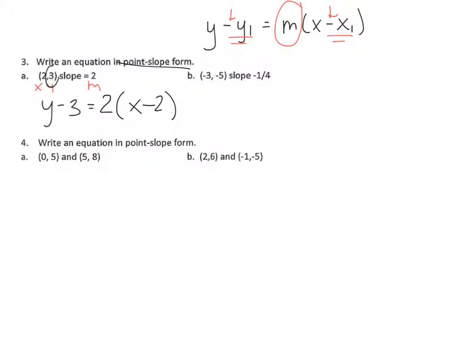Now I'm going to do the same thing over here. So it's y, it's a negative 5, so it's going to be plus 5 equals the slope, which is negative 1/4. Start your parentheses, x plus 3.